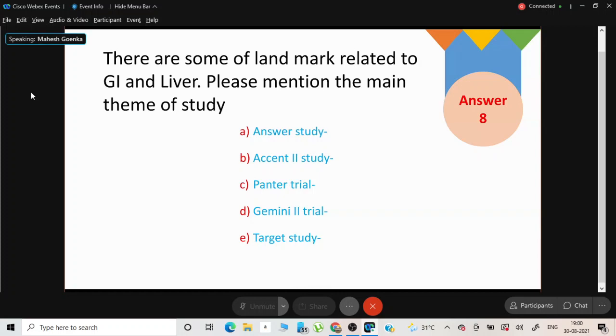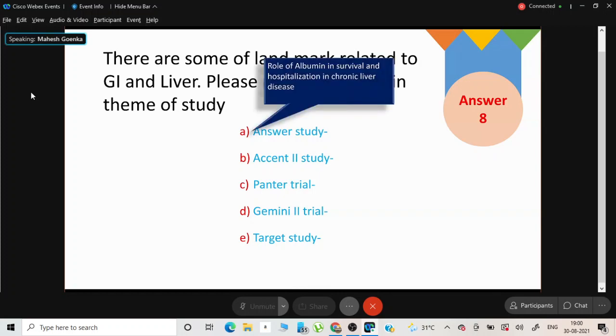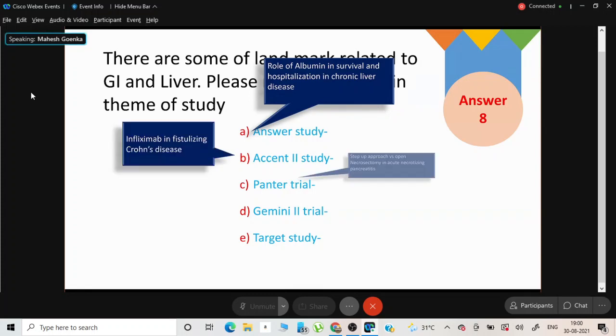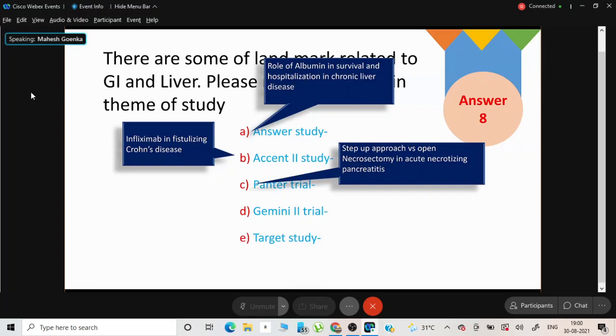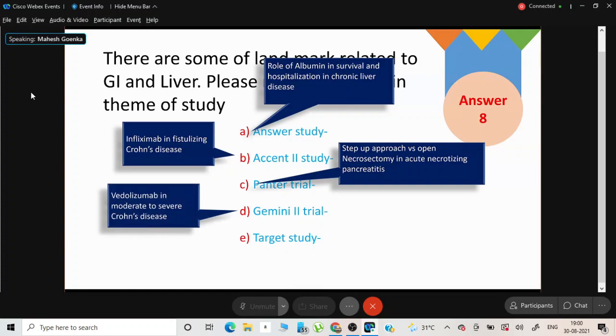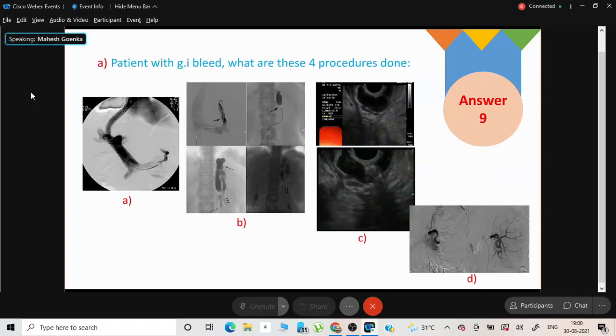The ANSWER study deals with the role of albumin in survival and hospitalization in chronic liver disease. The EXTEND 2 study is infliximab in fistulizing Crohn's disease. The PANTER trial is a step-up approach versus open necrosectomy in acute necrotizing pancreatitis. The GEMINI 2 trial is vedolizumab in moderate to severe Crohn's disease. And the TARGET study was on sorafenib in hepatocellular cancer. So we expected just the concept of the study, not the author's name or the journal's name or the year in which it was published.